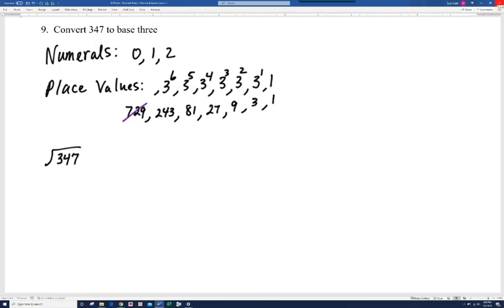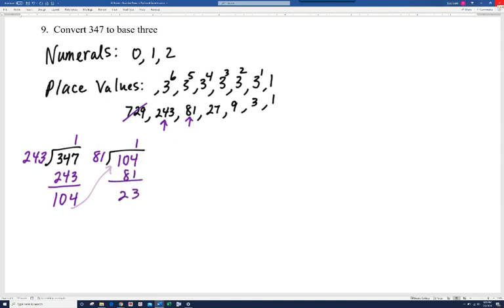So we're going to take 347, and we'll start by dividing by 243. Well, 243 only goes into 347 one time. 1 times 243 is 243. When we subtract, we get 104. And so 104 will be moved up to become our dividend, and we're going to divide by the next positional value, which is 81. Well, 81 goes into 104 once. 1 times 81 is 81, and when we subtract, we get 23.